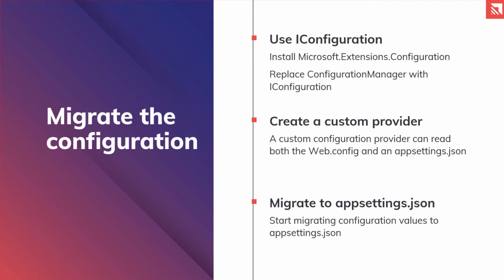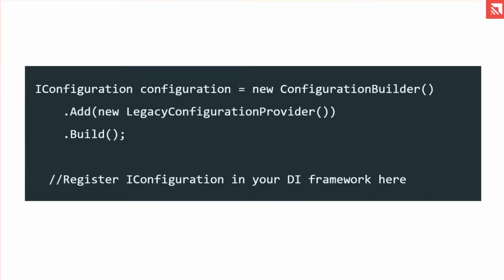But once you have your provider that reads both the web.config and appsettings.json, what you can do then is start doing that migration to the JSON format. And again, you can do this in an automatic fashion, or you can move them over manually, one by one. And a custom provider can look something like this.